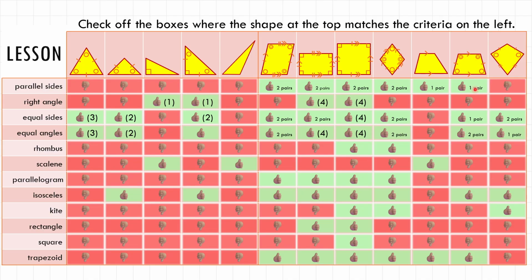It's not a kite because we don't have two pairs of sides that are adjacent and equal. It's not a rectangle or a square because there's no 90-degree angles, but we would call this an isosceles trapezoid.